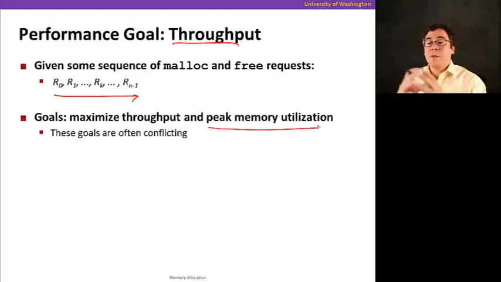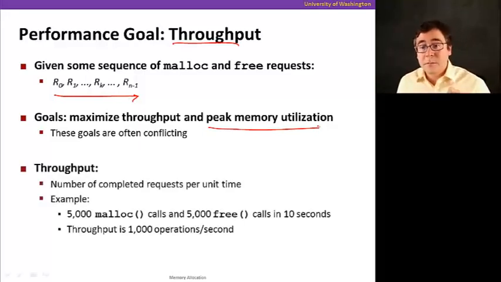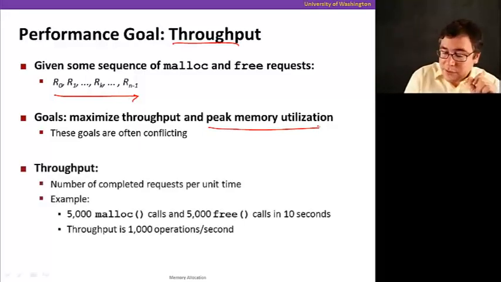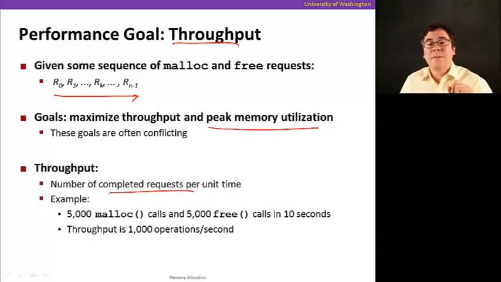We want to use memory, we want to have as few holes as possible. We want to use as much memory as possible. These goals are often conflicting, because if you want to maximize throughput, you want to do things very, very fast. Therefore, you can't afford to do a lot of work in managing memory to increase peak utilization.